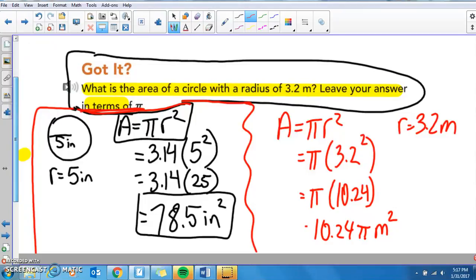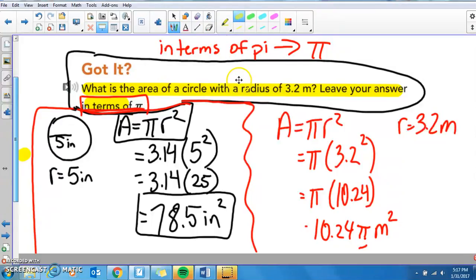So when it says in terms of pi, what you're going to do is actually use the symbol. Do not use 3.14. So in this problem, I used the symbol. I did not use 3.14. So if you will copy this problem down.